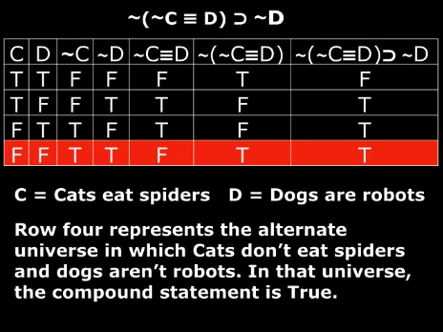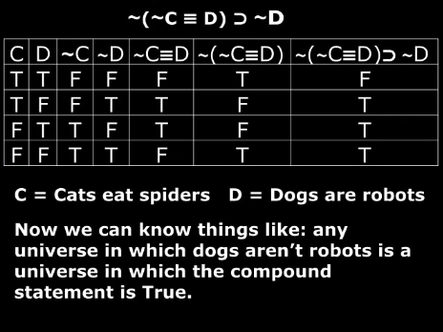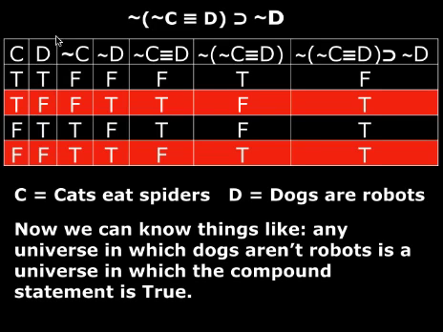Not only does it let us do that, we can also answer questions. Before I get to that, let me just stick with the order of the slides here. We can know things like any universe in which dogs aren't robots is a universe where the compound statement is true. So for example, here are the universes where dogs aren't robots. And in both of those worlds, the compound statement is true. By the way, it's also eventually going to let us assess things like in any world where the premises are true, the conclusion is also true, which is how we're going to eventually assess validity. So that's where we're going with this.